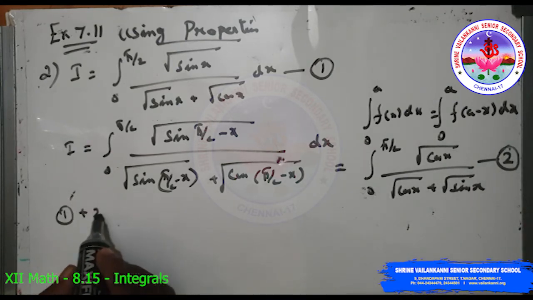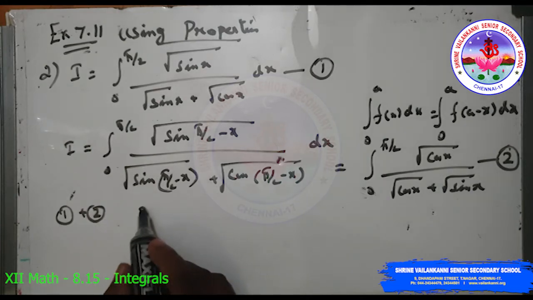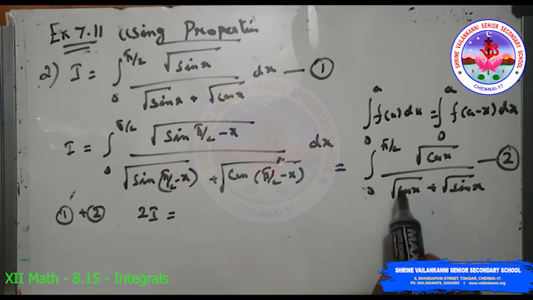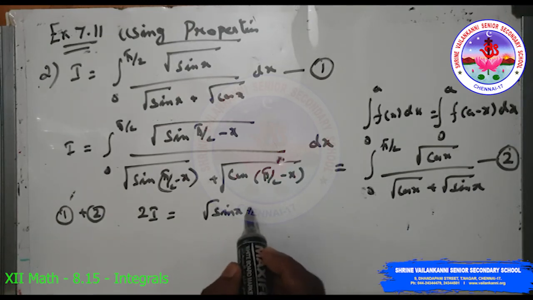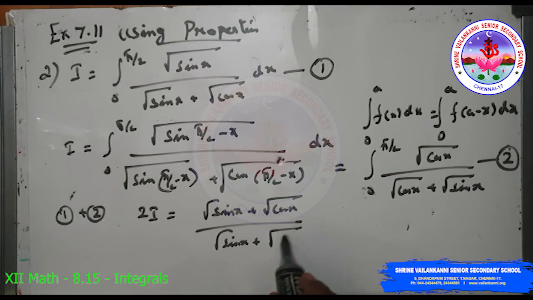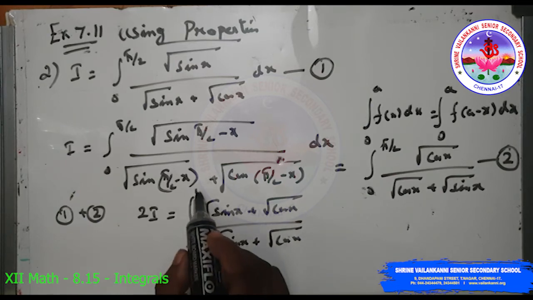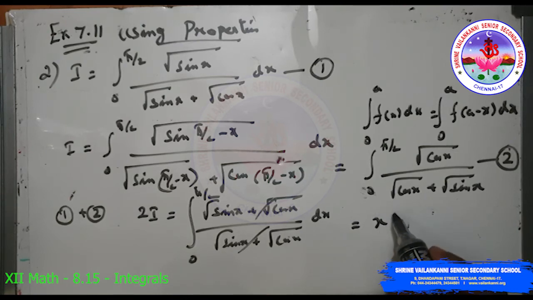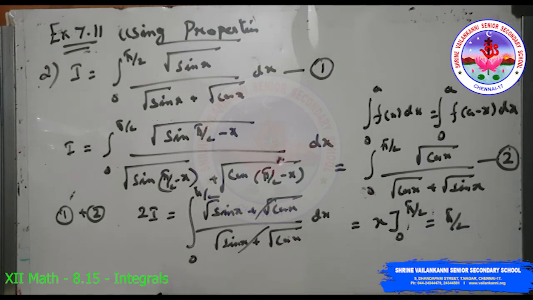So adding 1 and 2, I plus I, 2I, which is equal to root sin x plus root cos x by root sin x plus root cos x, the denominator is the same, integral of 0 to pi by 2 dx. So we have to integrate 1 dx, which is x. So x from 0 to pi by 2 is equal to pi by 2. So 2I is pi by 2 and I equal to pi by 4.